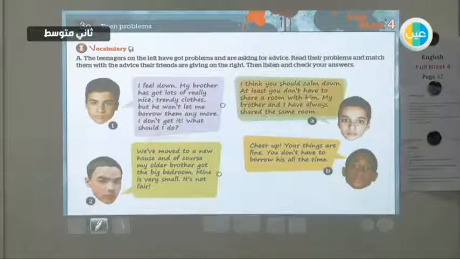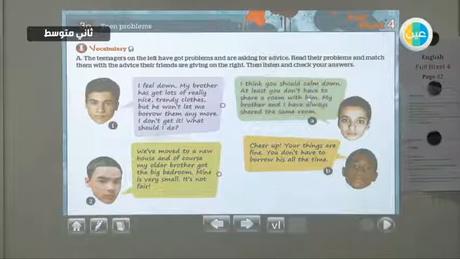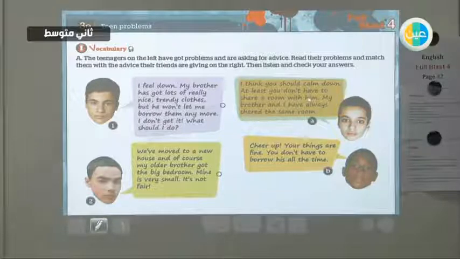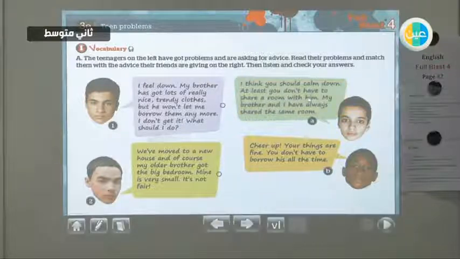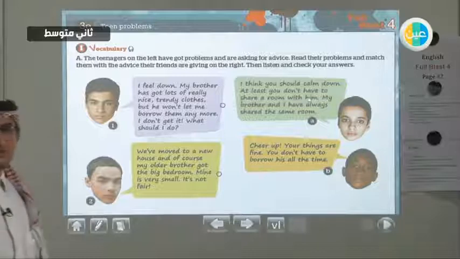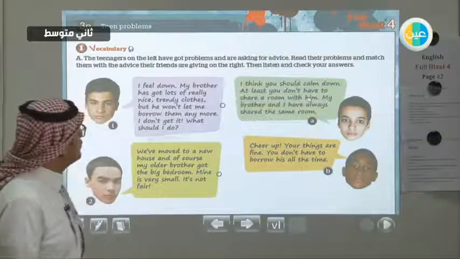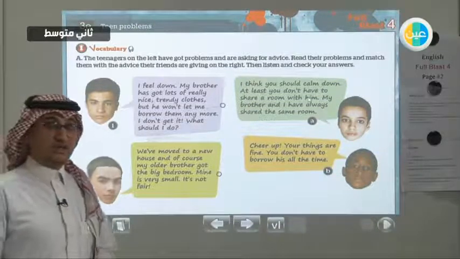I think you should calm down. At least you don't have to share a room with him. My brother and I have always shared the same room. Again. I think you should calm down. At least you don't have to share a room with him. My brother and I have always shared the same room. What do you think? Which problem is good for this advice?